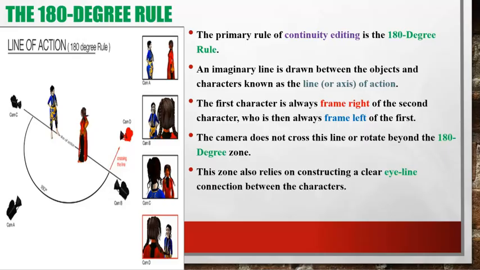The zone relies on constructing a clear eye line, and especially when we do a standard shot, reverse shot with dialogue, the eye lines match up.